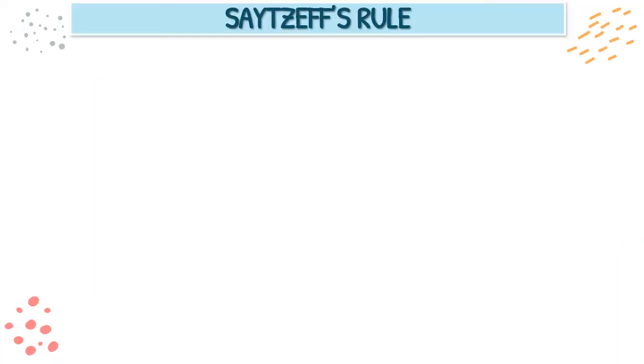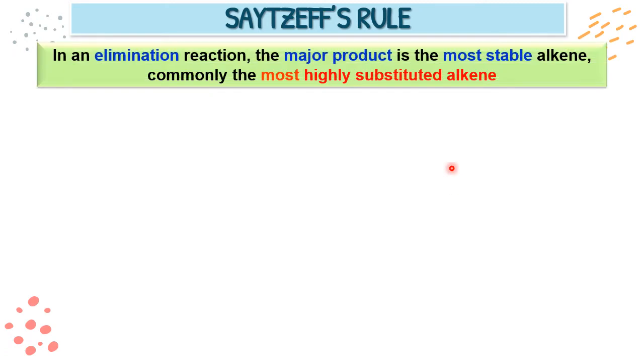What does Zaitsev rule state? It says that in an elimination reaction, the major product is the most stable alkene. Okay, how do we determine that it is the most stable alkene? Commonly, the most highly substituted alkene. So, when we talk about the most highly substituted alkene, substituted with what? Here, the substitution refers to our alkyl group.